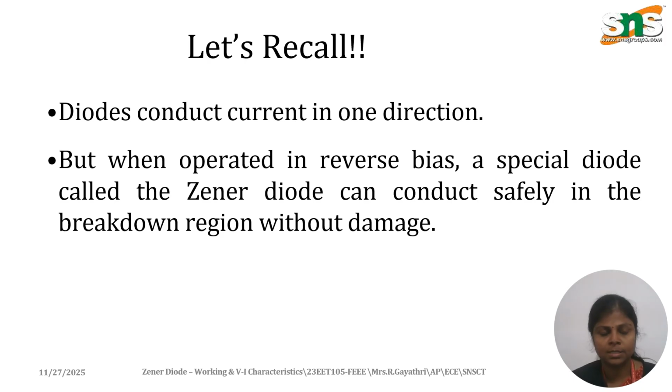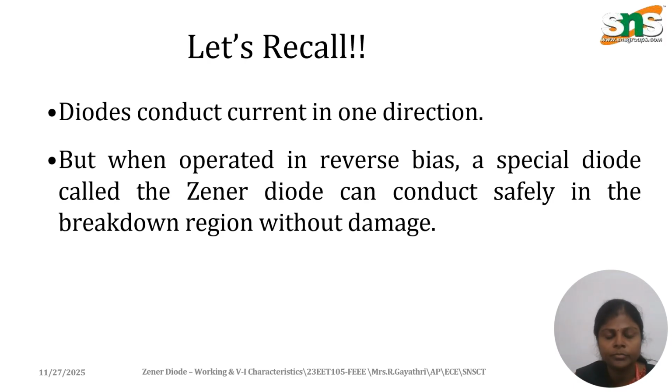Before discussing the Zener diode, a diode conducts current only in one particular direction, and it works in both forward and reverse biasing. In forward biasing, it acts as a PN junction diode, and in reverse bias there will be a minimum amount of current flow. But when the device is operated in reverse bias, the special diode, the Zener diode, can conduct safely in the breakdown mechanism without being damaged.